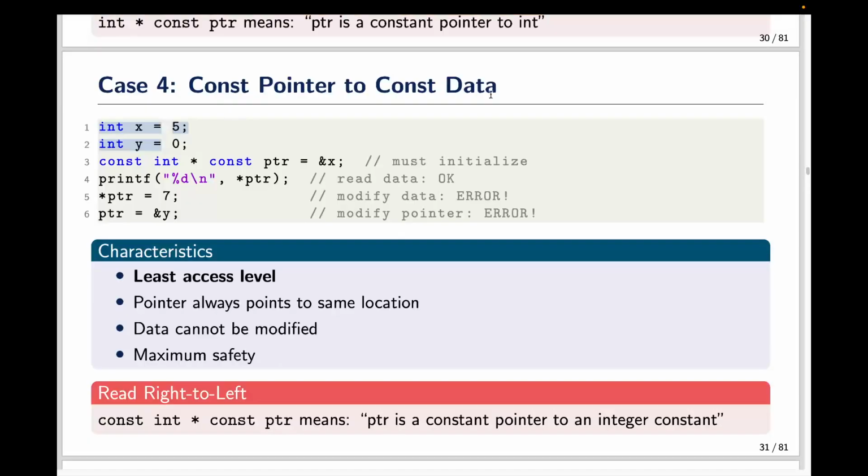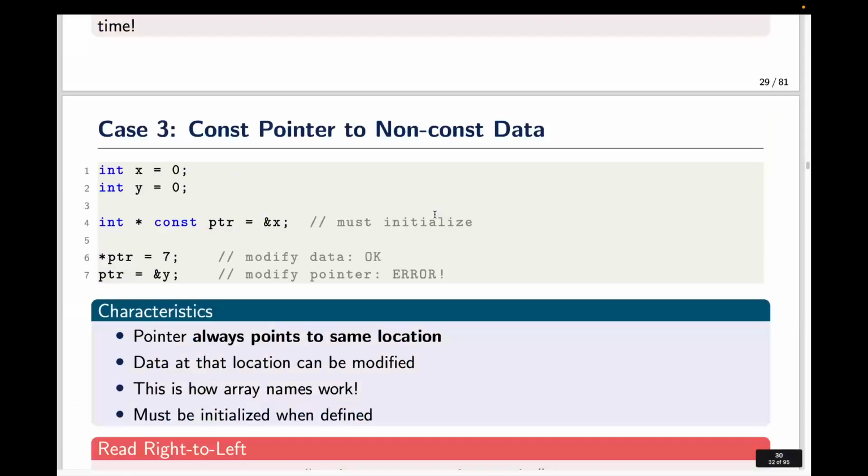This is a constant pointer to constant data. Case 3 was a constant pointer to non-constant data. So here the data can be changed, but the pointer cannot be changed. I guess I made some mistake in the back end. I used this const here, and that was wrong, so please kindly correct it. It should be like this, with const on the pointer, and it has to be initialized.